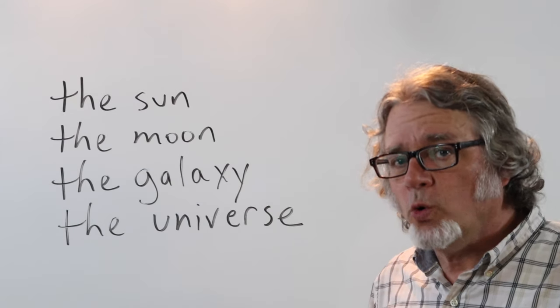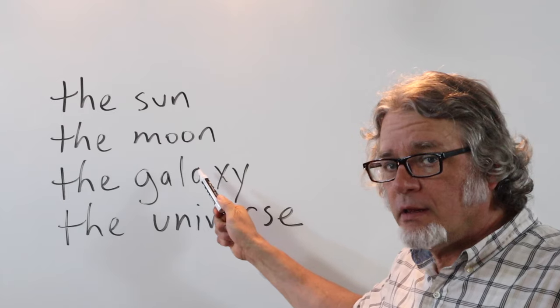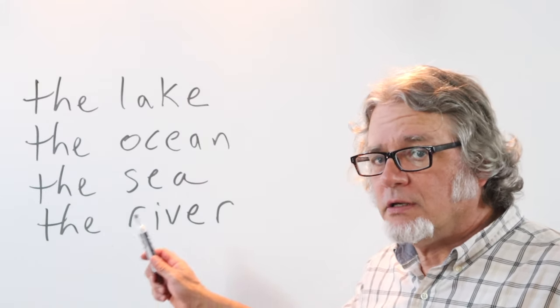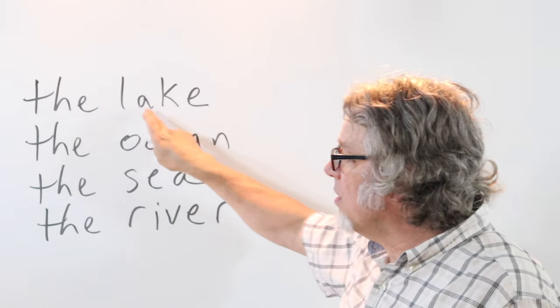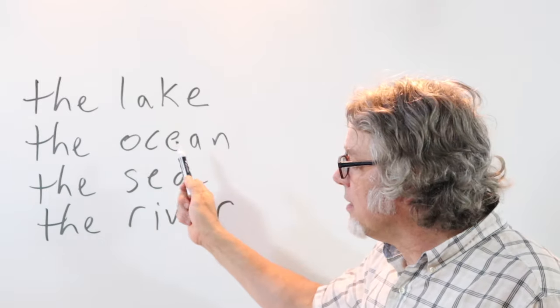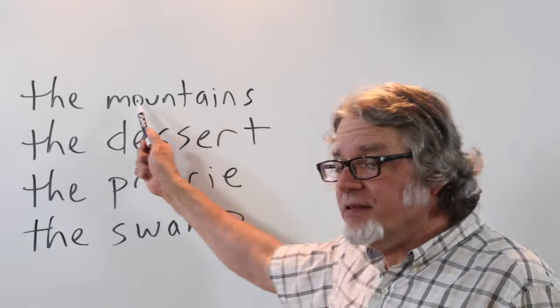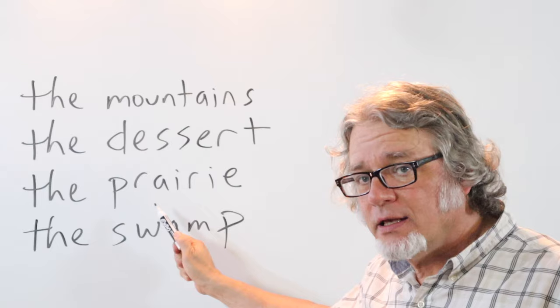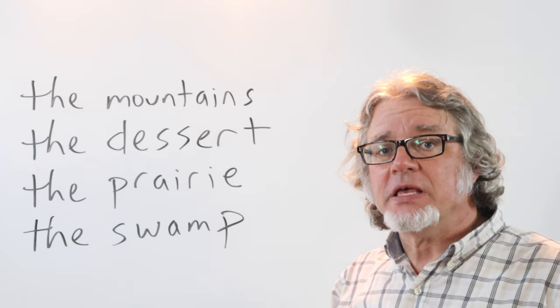Use the when you know there's only one of something, such as the sun, the moon, the galaxy, the universe. Use the with bodies of water. I'm going to the lake. Even though there are many lakes, we often just use the when going to a lake. The ocean, the sea, the river. Use the with geographical formations such as the mountains, the desert, the prairie, which is a grassland, and the swamp, which is a combination of land and water. An alligator lives in the swamp.